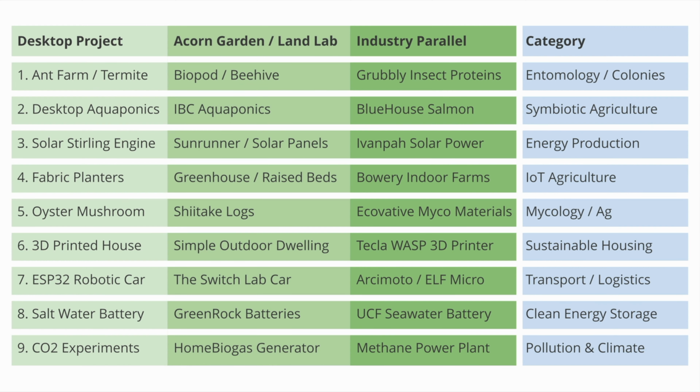Here's an example of the 9 key areas that we're working to illustrate circular systems within. For instance, students might set up fabric window planters in their classroom. Then they can watch videos about how our team is setting up a greenhouse with raised beds. Furthermore, we'll show students video of companies like Bowery Farms and how they're growing food indoors. These multiple levels help us illustrate key concepts to students at different scale levels.